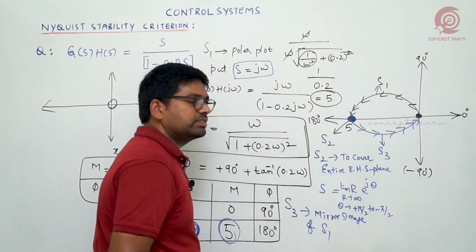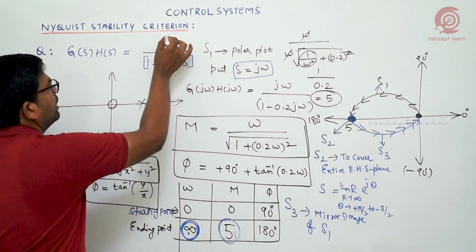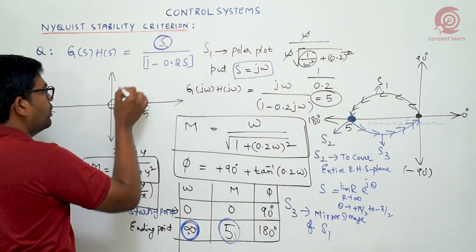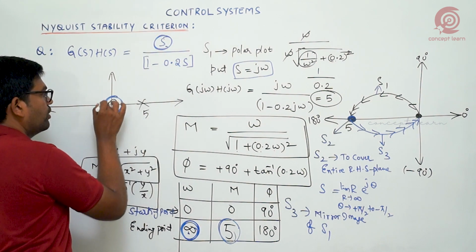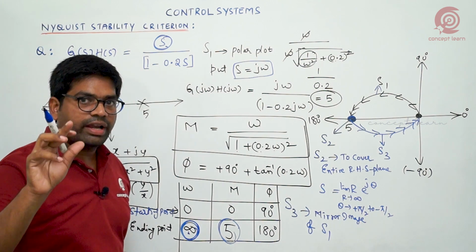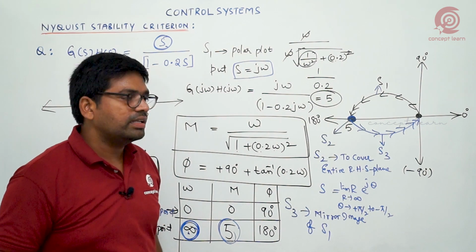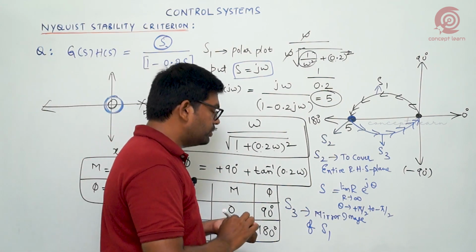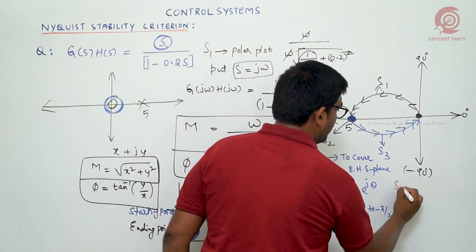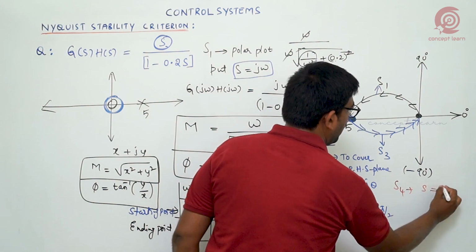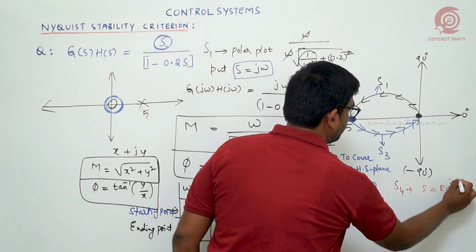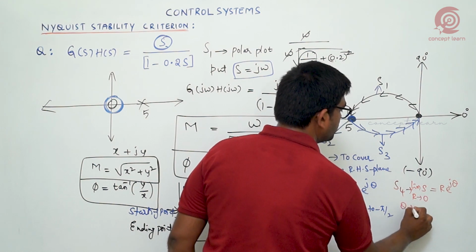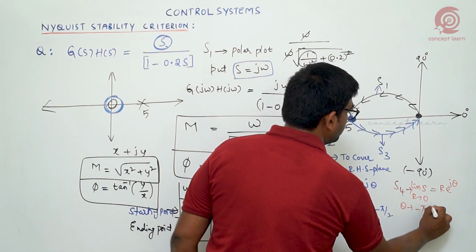Because a pole must be located at the origin. Here a pole is located at the origin. Got the point? A pole is located at the origin, so we need to construct S4. What is S4? Wherever S is there, substitute r e power j theta, but r tends to 0, and theta is from minus 90 to plus 90.